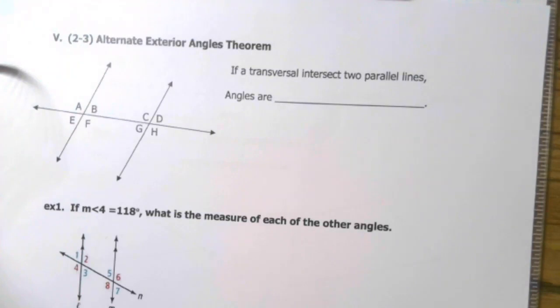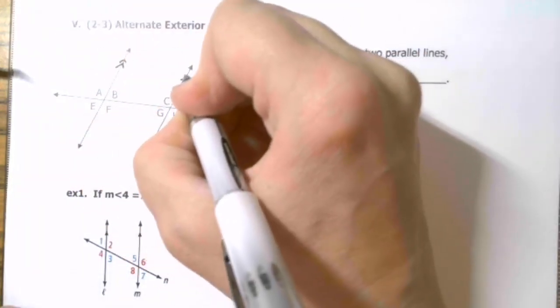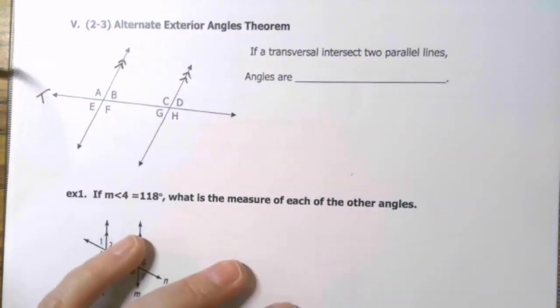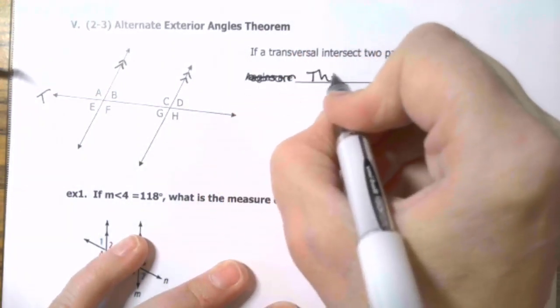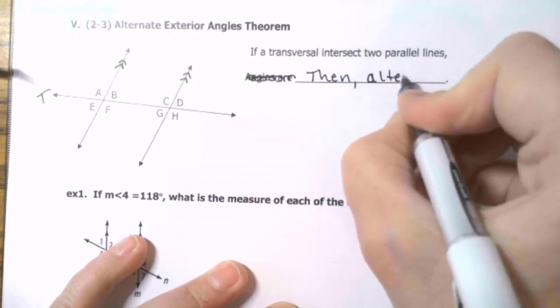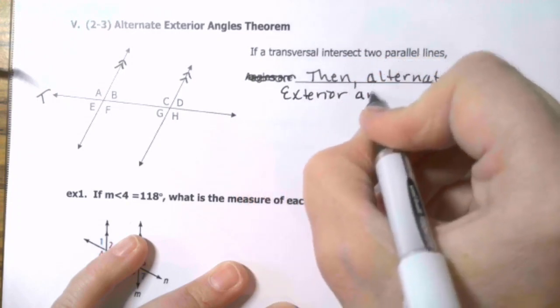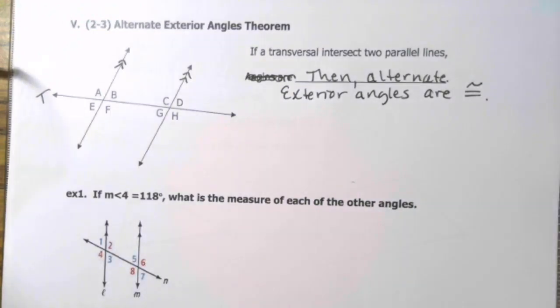Okay, Theorem 2-3, alternate exterior angles theorem starts out the same. If a transversal intersects two parallel lines, okay, so here's our parallels. This is our transversal. This one is a bit of a typo, so just scribble that part out. We say then alternate exterior angles are congruent.